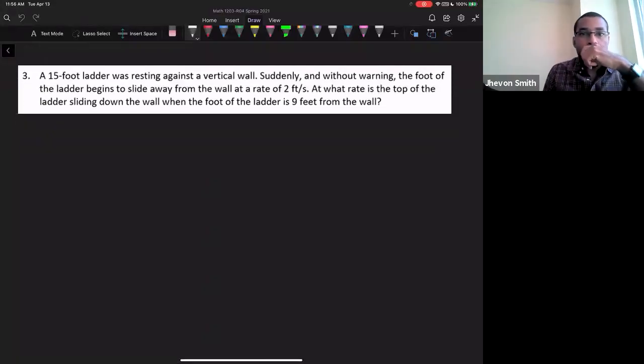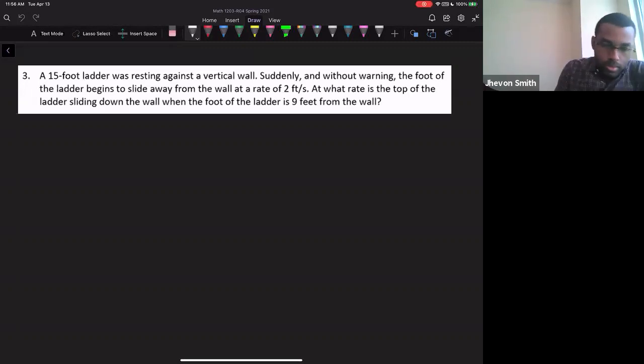All right, a 15-foot ladder rests against a vertical wall. Suddenly and without warning, the foot of the ladder begins to slide away from the wall at a rate of 2 feet per second. At what rate is the top of the ladder sliding down the wall when the foot of the ladder is 9 feet from the wall? You should read this and know it's a related rates problem. They told you about the rates of change of something and they asked you about the rate of change of something else. And these two things are obviously related. They relate to a ladder.